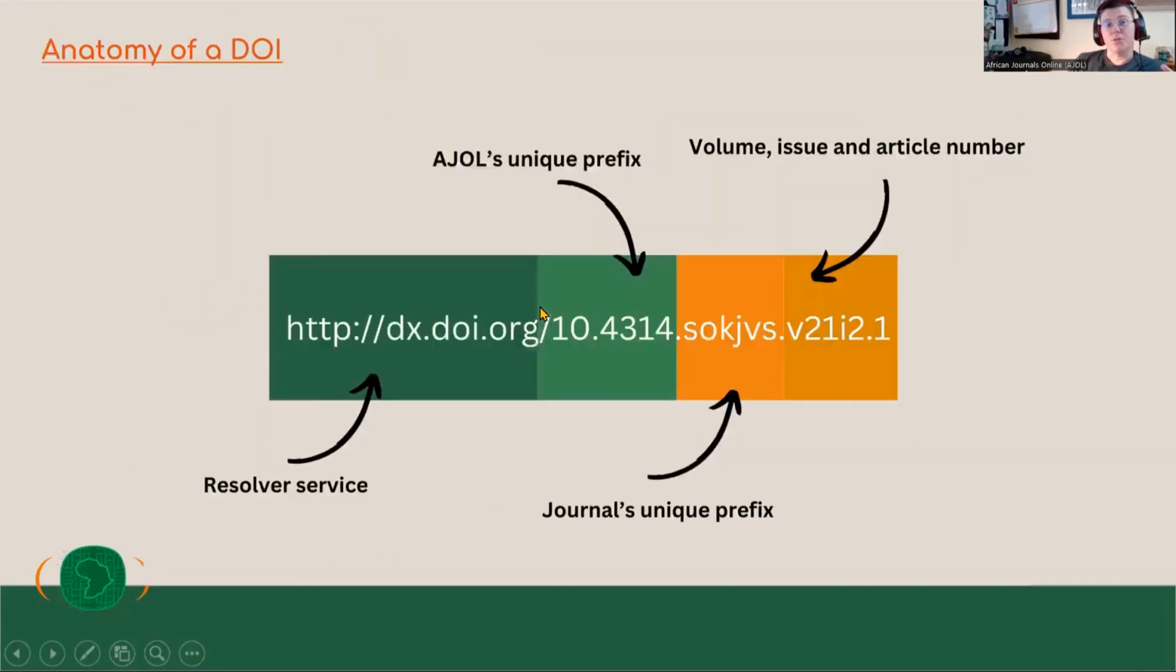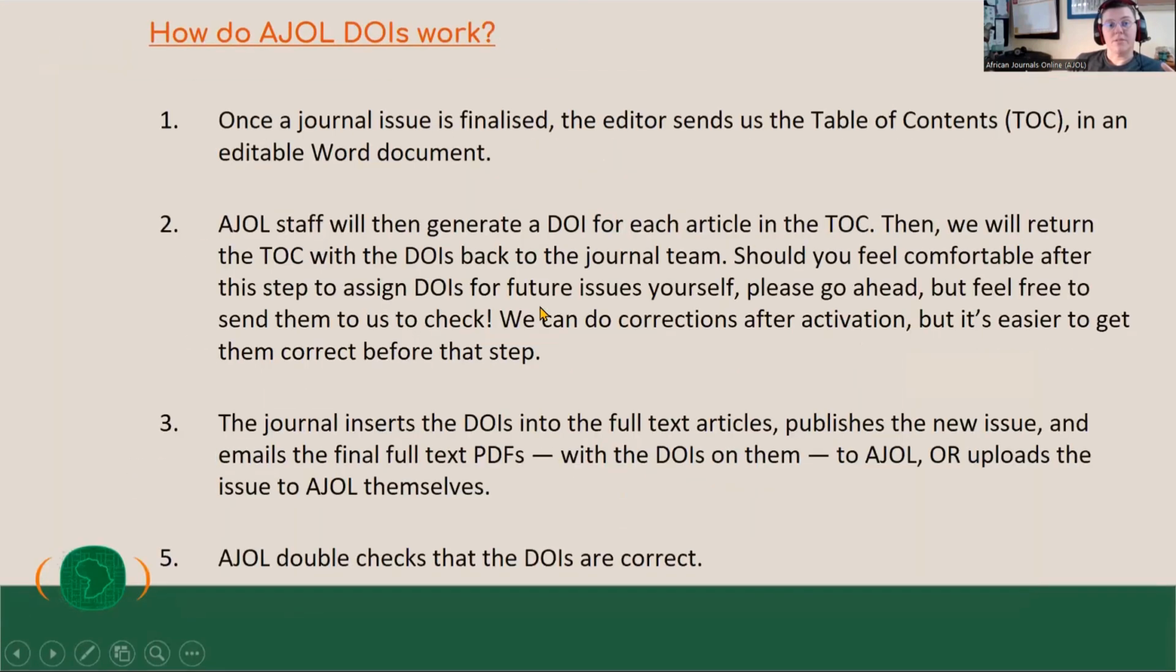Once your journal issue is finalized, for example, say you've been onboarded and we're uploading your content, and you have your new issue coming out, once that is finalized and you have your table of contents, send it to us at info@ajol.info as an editable Word document.